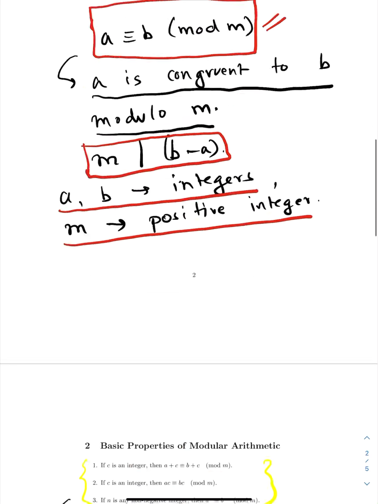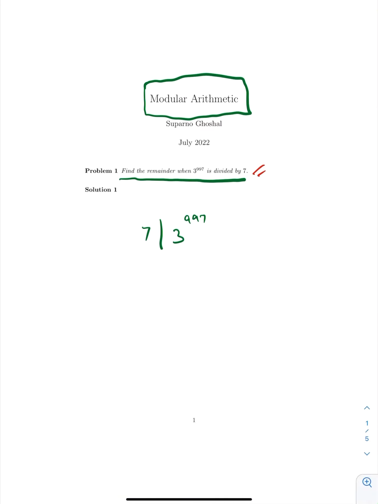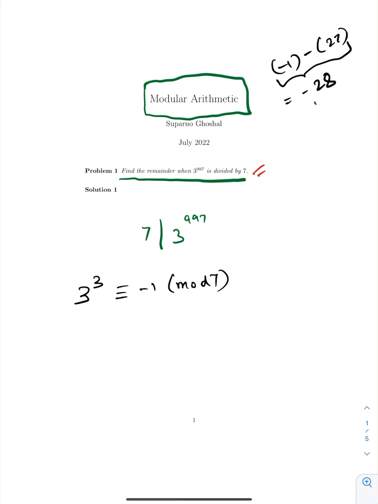So if we go back to the problem that we have defined today, one important thing to understand is that 3 to the power 3 is congruent to minus 1 modulo 7. And why is that? If I see minus 1 minus 27, since 3 to the power 3 is 27, this is minus 28. So my b minus a is minus 28, which is divisible by 7. So then I can write that 3 to the power 3 is congruent to minus 1 modulo 7.